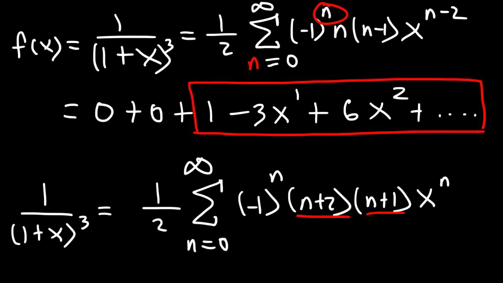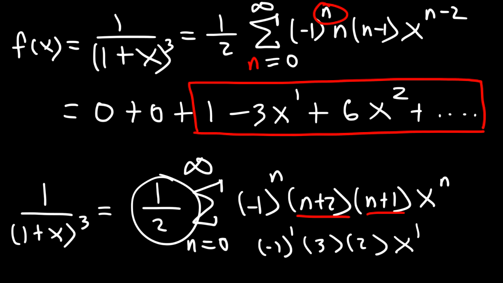That is starting from 1. Now when n is 1, I'm going to write this one out. So it's going to be negative 1 to the first power. 1 plus 2 is 3. 1 plus 1 is 2. And then x to the first power times 1/2. So these will cancel. So we're going to get negative 3x.